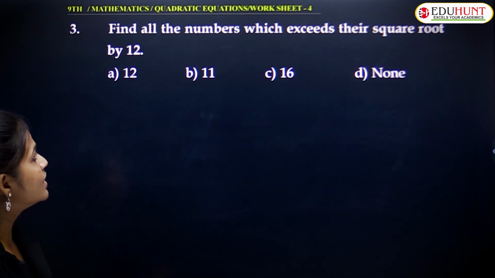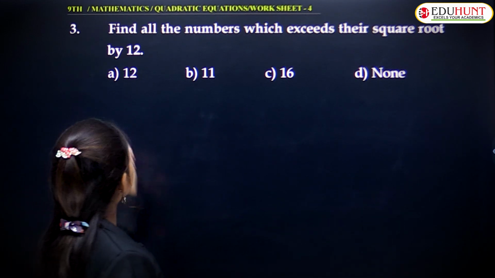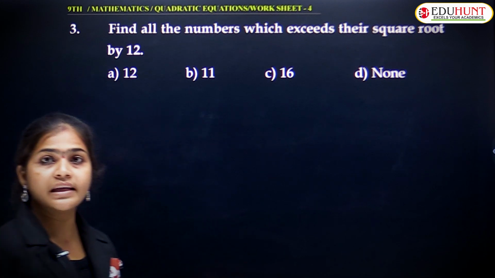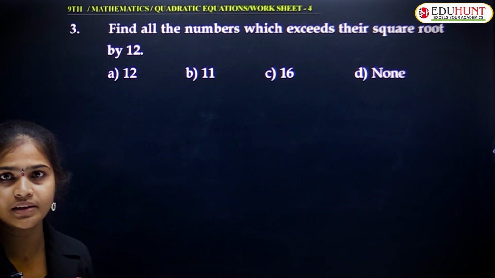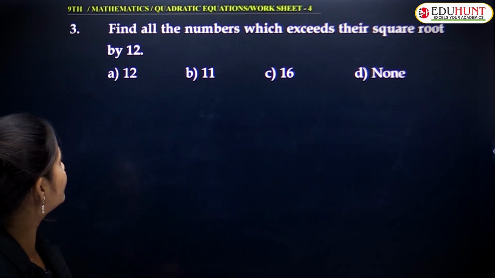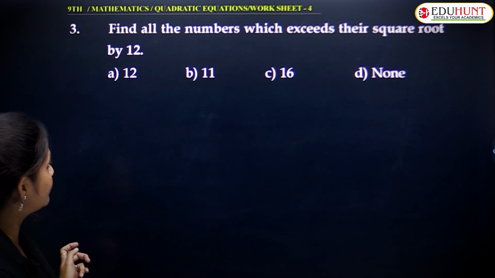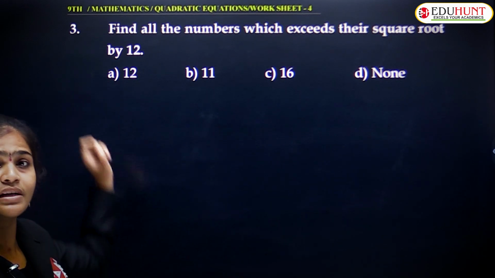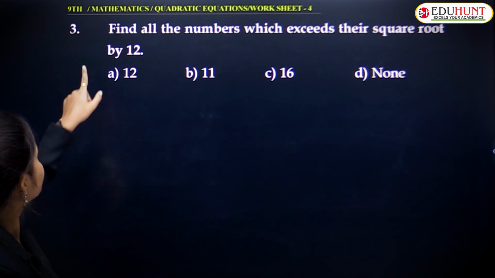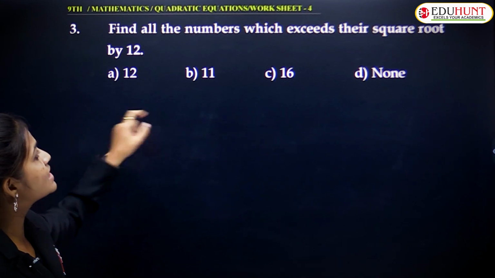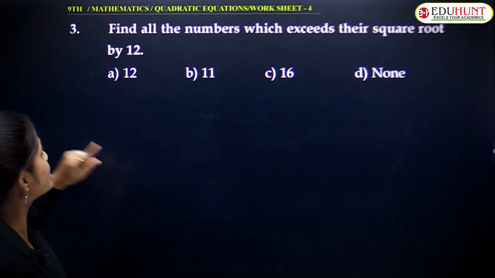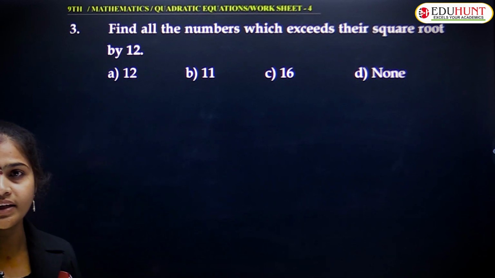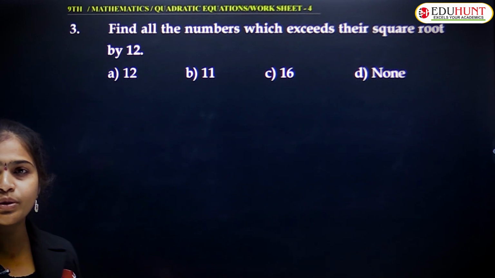Find all the numbers which exceed their square root by 12. By seeing this question you may get a doubt about how to frame the quadratic equation, but this is very easy. Once again, read the question properly. Find all the numbers which exceed their square root by 12.